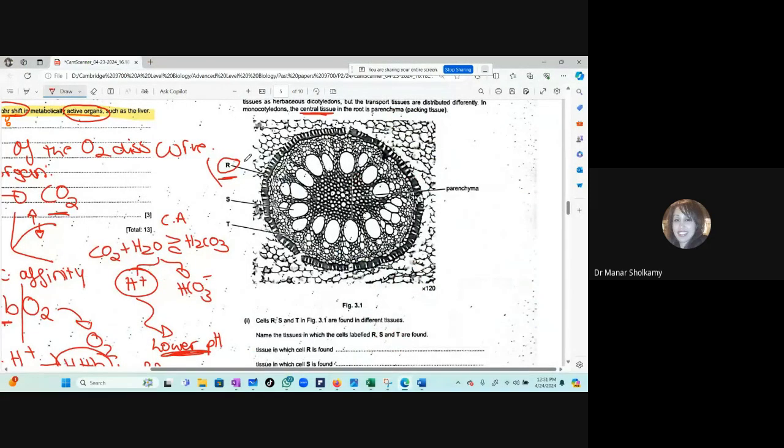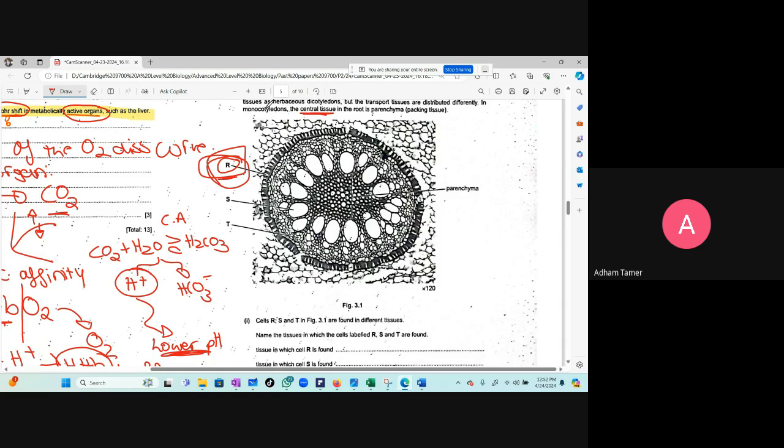What is R? Can you see the screen now? Everyone, Farouk, can you see the screen? I can see. Yes. Okay, what is R?